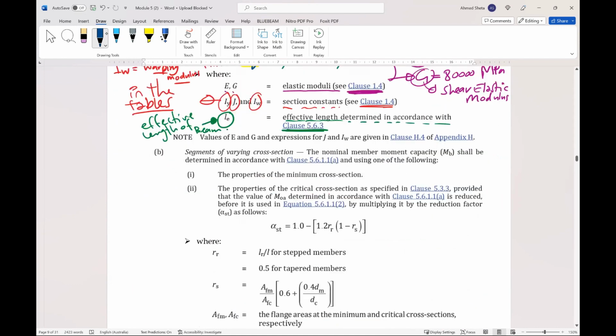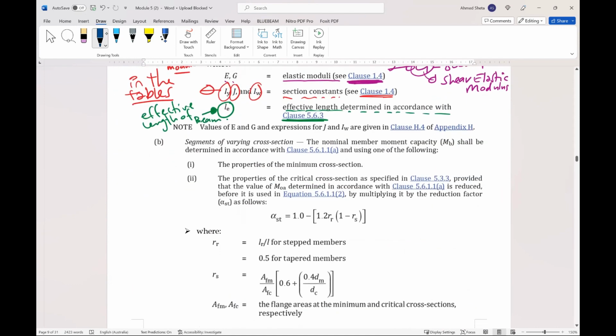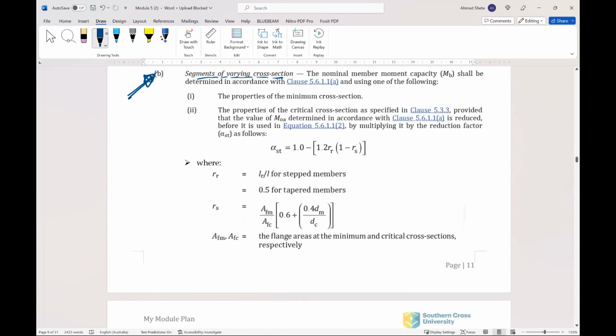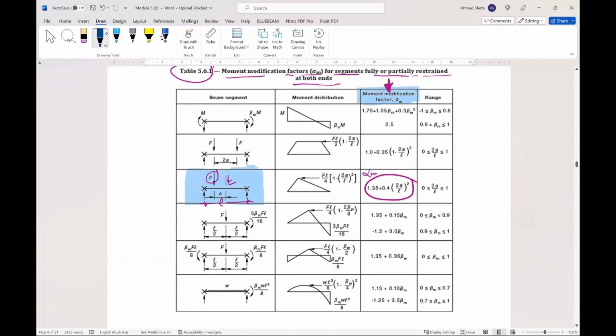Okay. So this is the important case we have here. You can read about this case. This is if the section is a very close section. If you have a very close section, you need to follow this procedure.